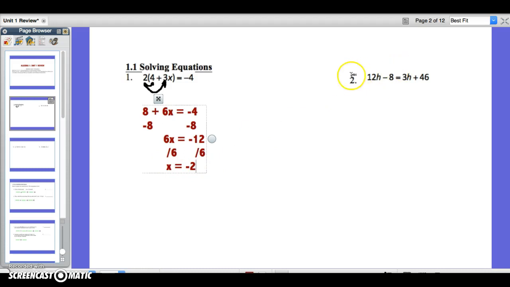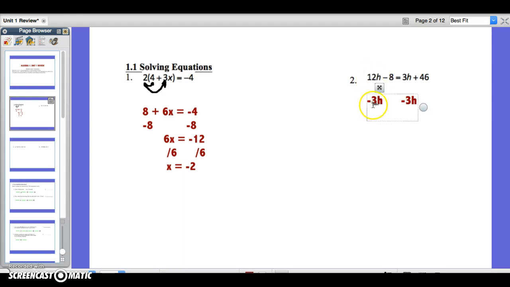Okay, moving on to number 2. This question is different because I have a variable term on the left side of the equal sign and a variable term on the right side of the equal sign. So what I'm going to do is actually move those variables to the same side. And I am going to move the smaller of the two options. So 12h, that's pretty large. 3h, that one's a smaller h term. So I'm going to do the inverse to that. So I'm going to subtract 3h from both sides so that I can eliminate the variable on one of those sides.